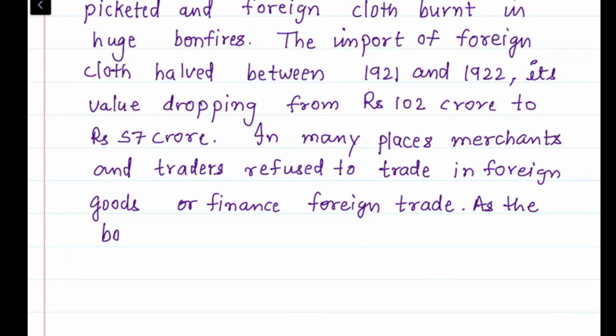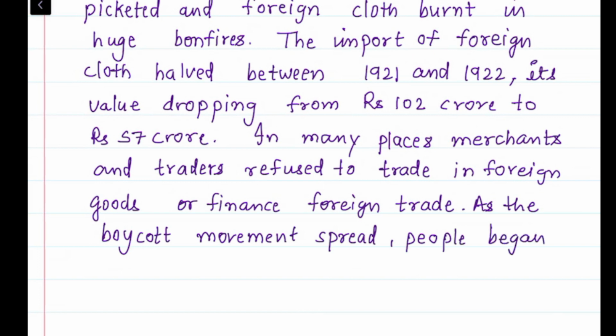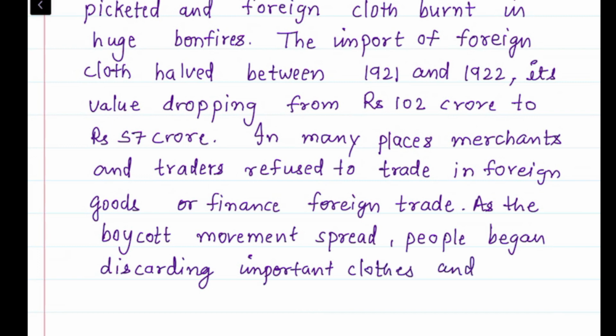As the boycott movement spread, people began discarding imported cloth and wearing only Indian clothes.